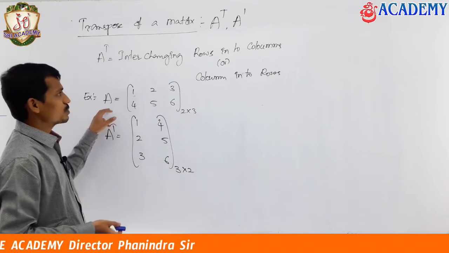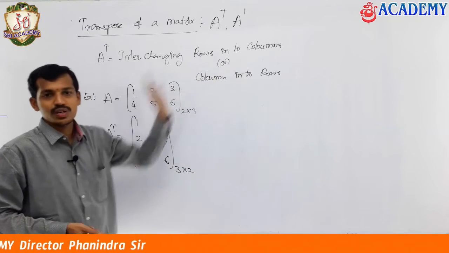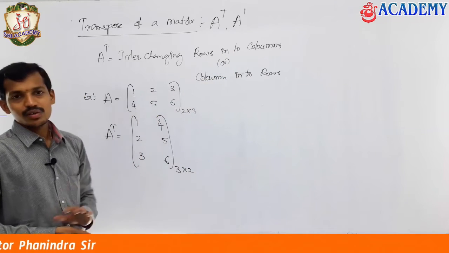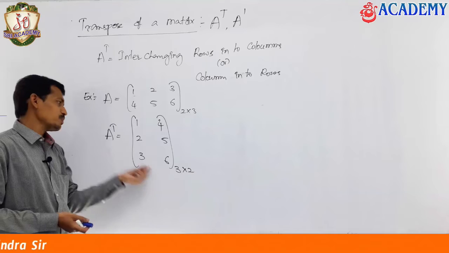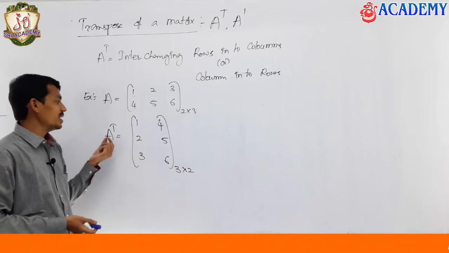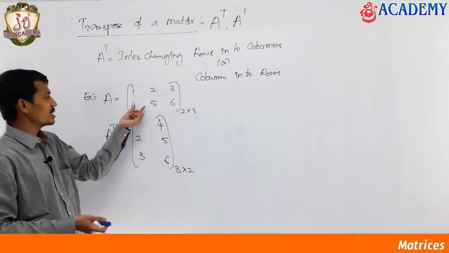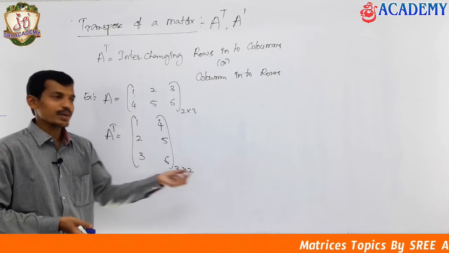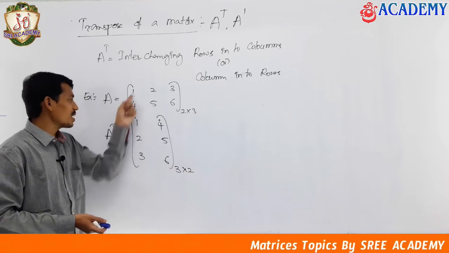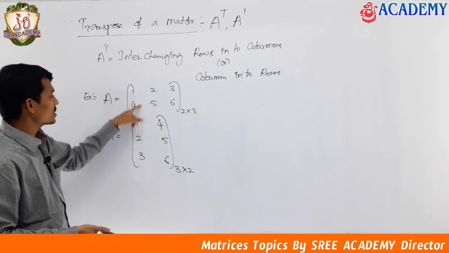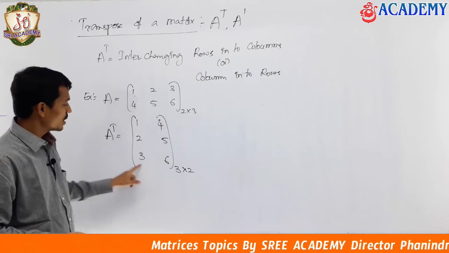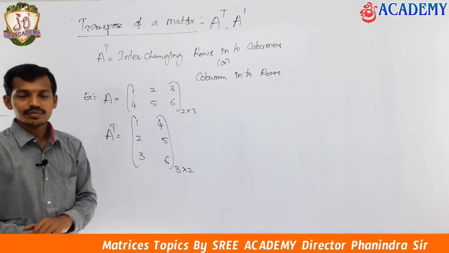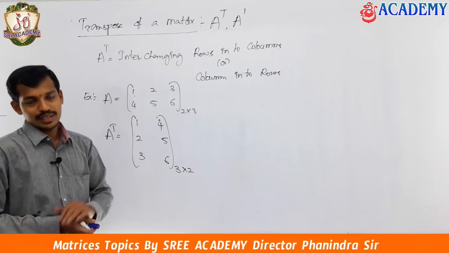Indirectly, transpose is nothing but interchanging rows into columns or columns into rows. For suppose if you transpose once again, if you write A transpose whole transpose, you will get the same matrix. That's why 3 by 2 becomes 2 by 3 again. If you write rows as columns, first column 1 4, then 2 5, then 3 6, once again you will get the same matrix.